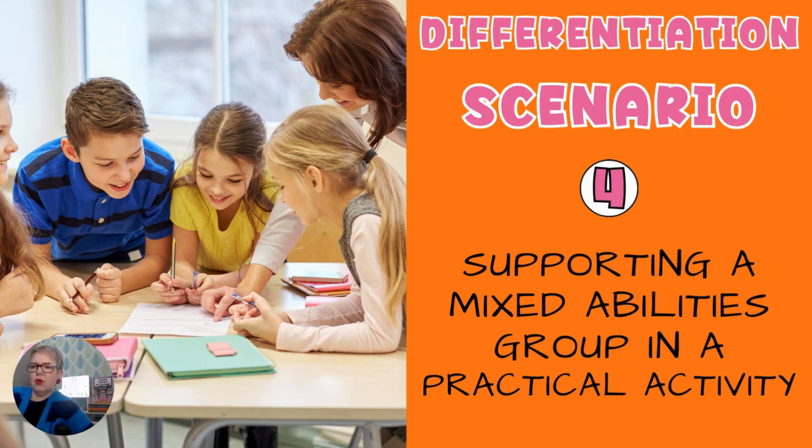Differentiation scenario 4: supporting a group with mixed abilities in a practical activity. The challenge: a small group is working on a hands-on maths or science activity, but students are at very different ability levels. And here are some TA differentiation strategies. Assign clear roles. Give students specific jobs based on their strengths. So, for instance, one could measure, another record data, another explain results.